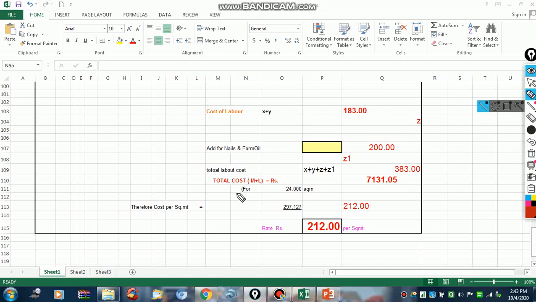So the total cost, material plus labor, will be 7131.05, that is for 24 square meter. Hence the cost per square meter will be 212 rupees.